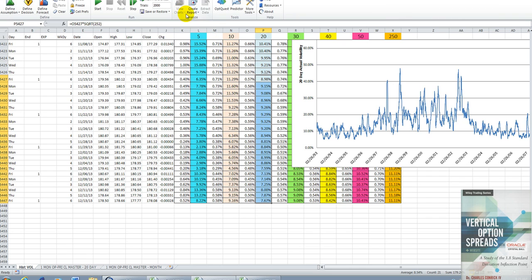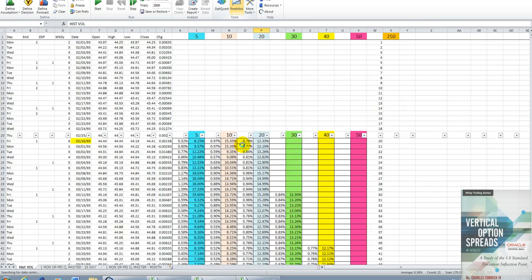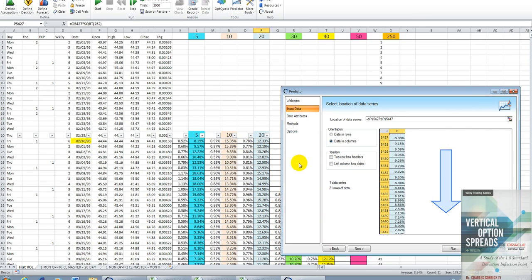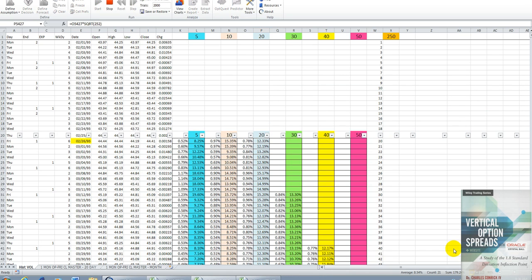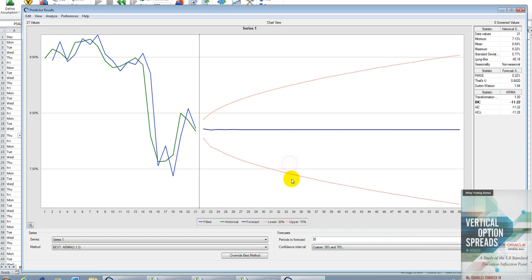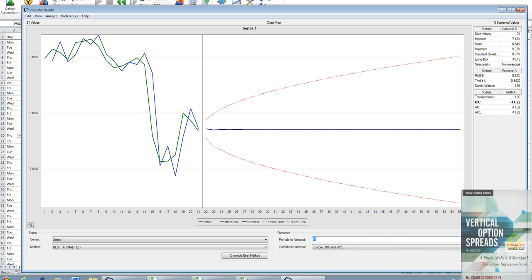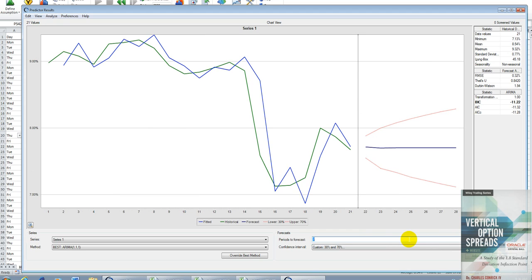Well, I can use Crystal Ball to help me with that. So let's take a look at what a time series analysis would look like. And I'm not showing you the details. I'm just going to run it and we'll take a quick look at it. All right, there's 20 days of data. You can see the past is here. The blue line means the fitted to the data. The green is the actual historical. And then, in fact, I'm going to shorten this up to the next 7 days only.